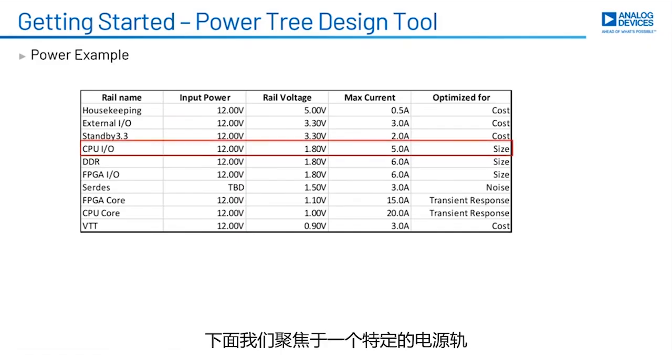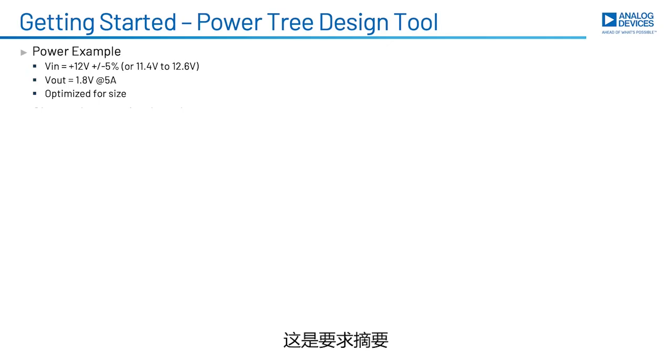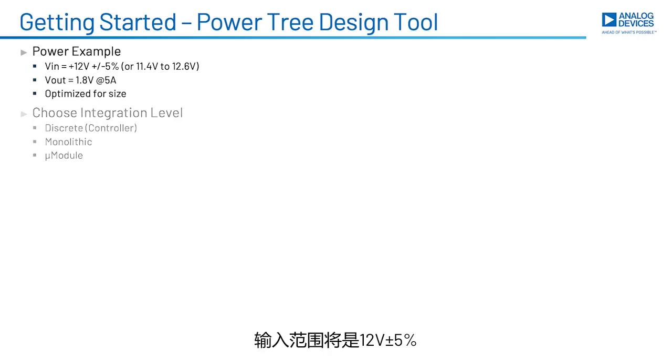And let's just focus on one particular rail and go through the process of how we would go about choosing a part and designing this power supply. So I'm going to choose the CPU I/O rail. That's a 12 volt in to 1.8 volt out, and the max current is 5 amps. We want this optimized for size, like a small solution if possible. So here's a summary of the requirements. Note that I have the input range included because that's important. This is going to be 12 volts plus or minus 5%.